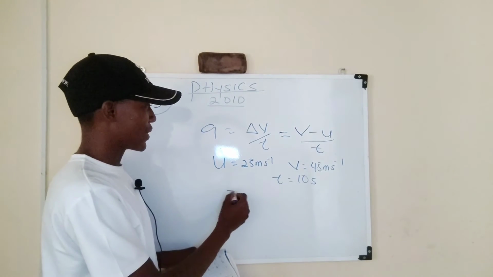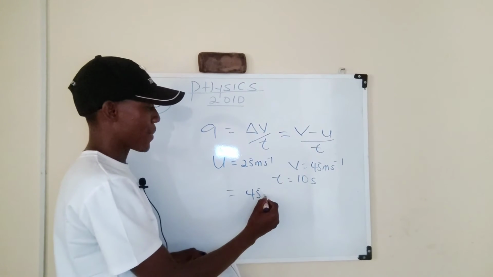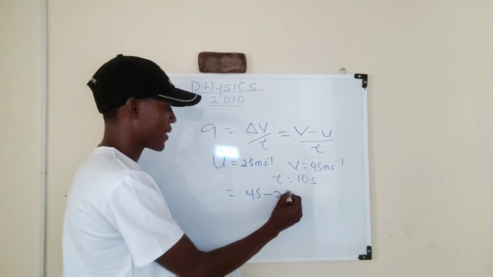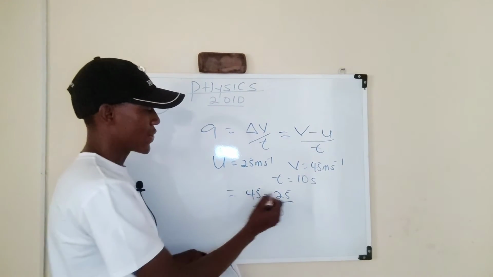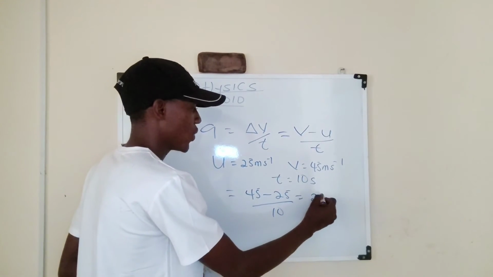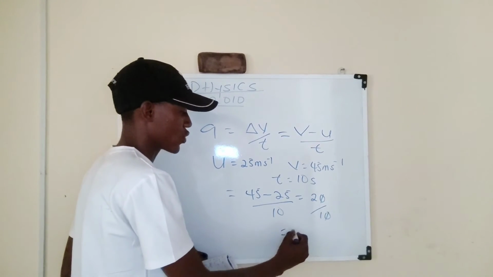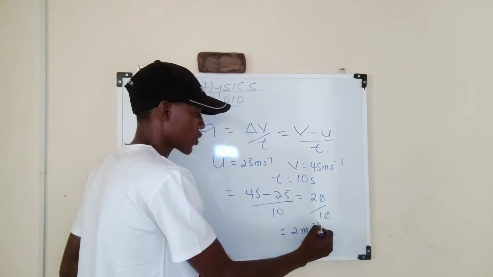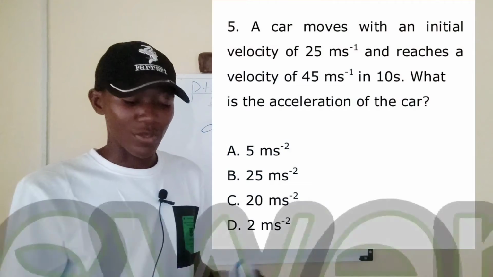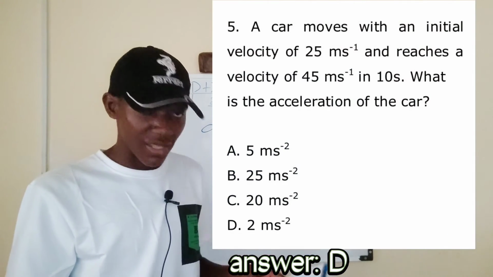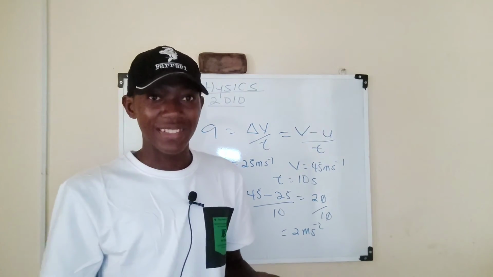So simply this is just the final, which is 45, minus the initial, which is 25, all over the time it took, 10 seconds. Are we getting it now? So 45 minus 25 is 20, and then this is divided by 10. 20 divided by 10 is 2, so it means the acceleration is actually 2 meters per second squared, meaning that option D is the right answer. I hope that answers the question. So let's move to the next question.